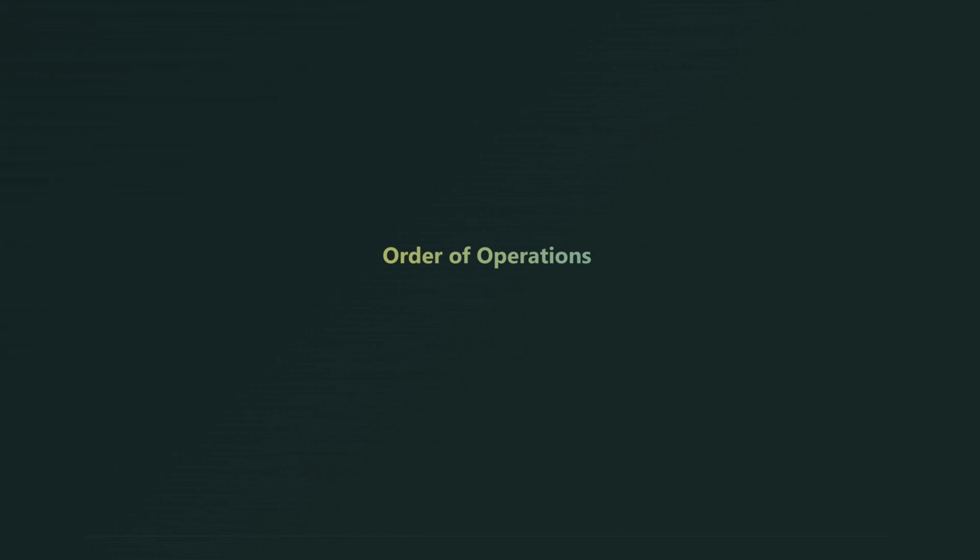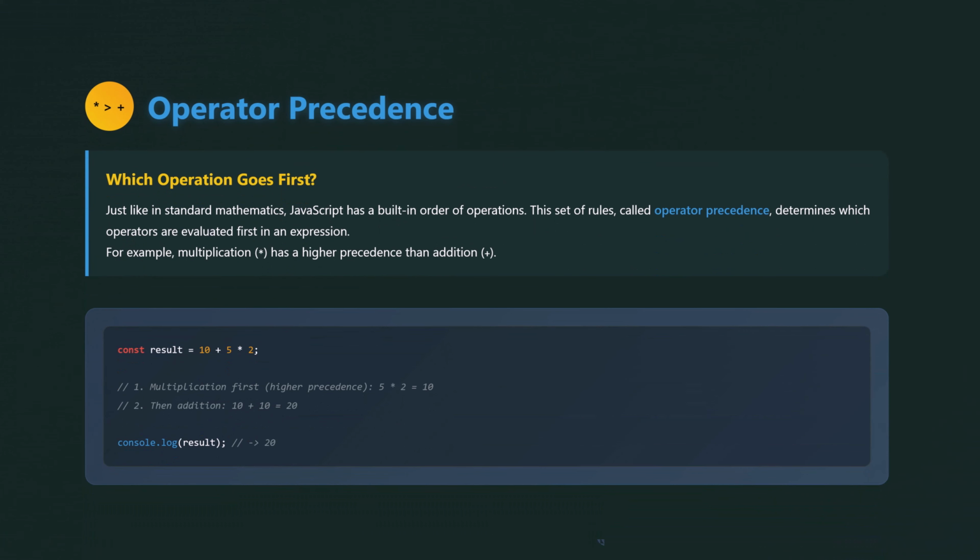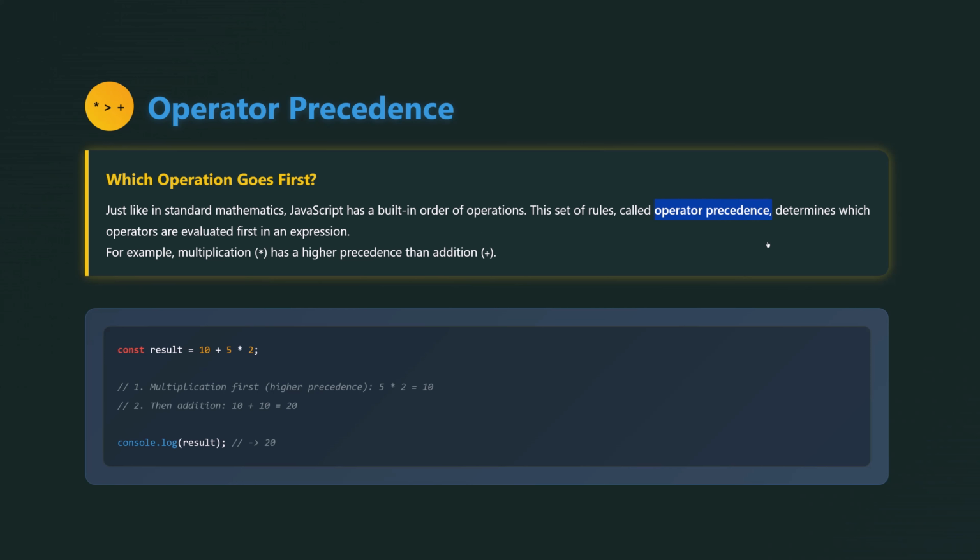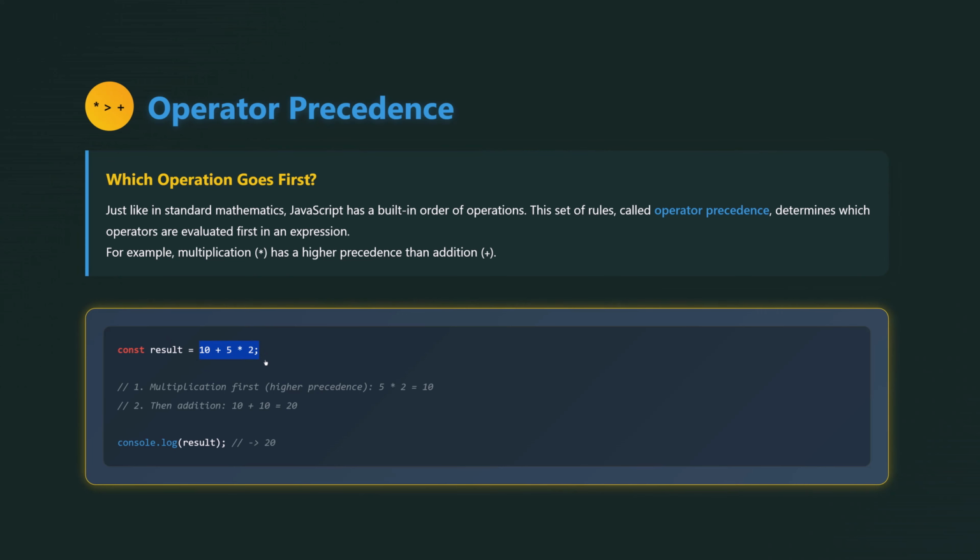And now, the rules that JavaScript uses to solve expressions with multiple operators, a concept known as operator precedence. Now, operator precedence asks which operation goes first. Just like in standard mathematics, JavaScript has a built-in order of operations. This set of rules, called operator precedence, determines which operators are evaluated first in an expression. A key example is 10 + 5 * 2. Multiplication, that star symbol, has a higher precedence than addition. Therefore, JavaScript calculates 5 * 2 first, which results in 10. Then it performs the addition, 10 + 10, giving the final answer of 20.